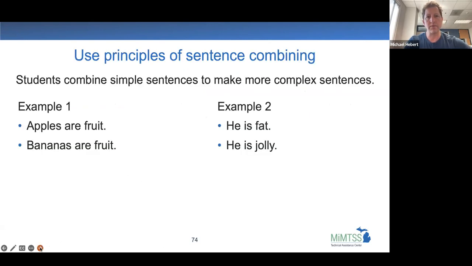So here's what sentence combining is, right? Students combine simple sentences to make a more complex sentence. So here's an example. Example one, apples are fruit, bananas are fruit. If we need to put those together, I'll have you think about how you would put that together. And you might come up with apples and bananas are fruit, right? Another example here, we've got he is fat, he is jolly. What would be a way to combine those two sentences?